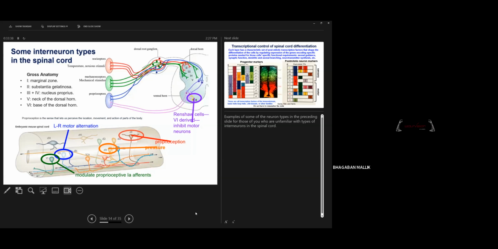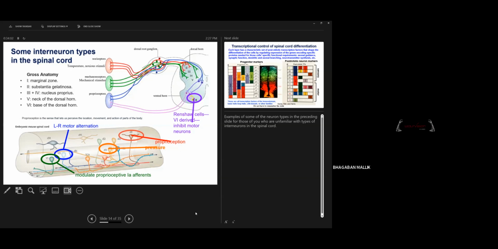It is going to layer 4, layer 3, and some part of layer 5 also. You have another receptor that is called a proprioceptor. Proprioceptors mostly perceive locomotion, movement, and the different actions of different body parts.